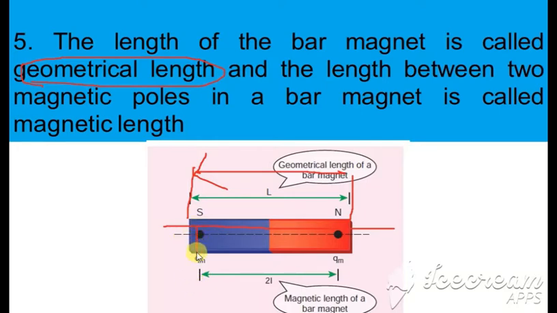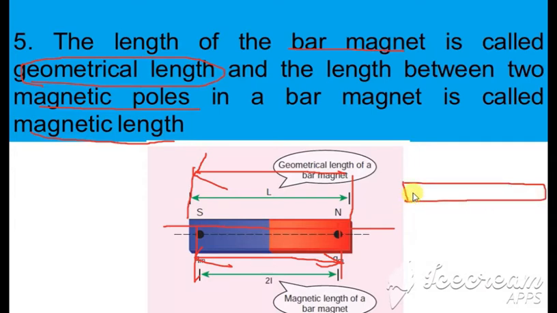But from here to here, that is where we have the pole strength. If you find the length between the poles, that is called the magnetic length. The length between the poles is the magnetic length, and the length of the whole bar magnet is the geometric length. Clear with what geometric length is? So this is the magnet, and here and at this place there is pole strength. That pole strength is represented by the letter Qm. Here also the pole strength is represented by the letter Qm.